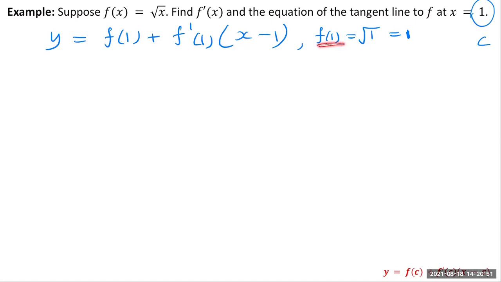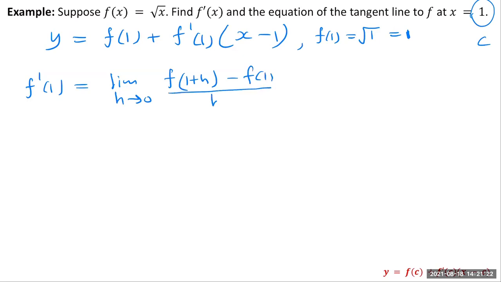Okay, I can easily find f of 1 by plugging 1 into my function, that is square root of 1, which is 1. So I have this quantity. All I need is this quantity. Let's quickly find it. How do I find f prime of 1? By definition, that is the limit as h approaches 0 of f of 1 plus h minus f of 1, divided by h.